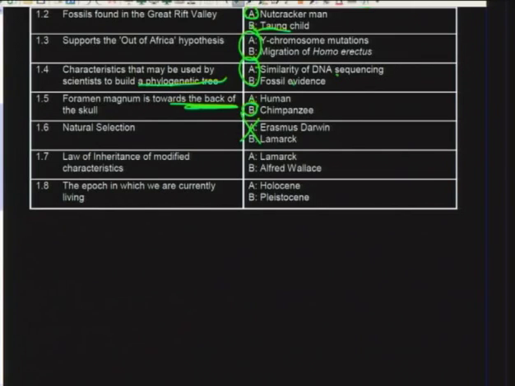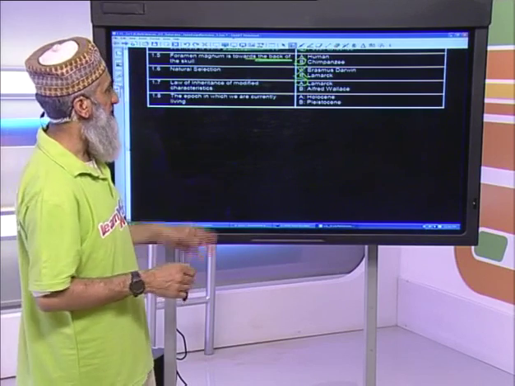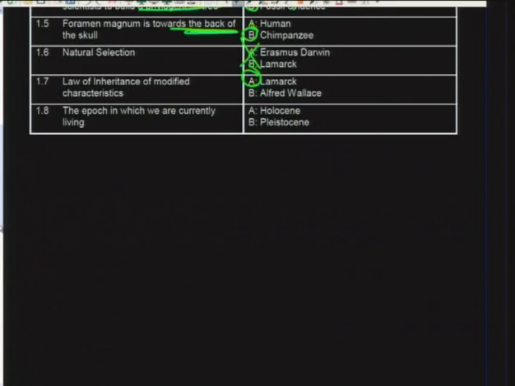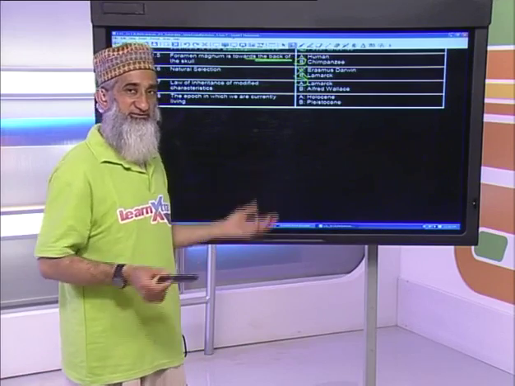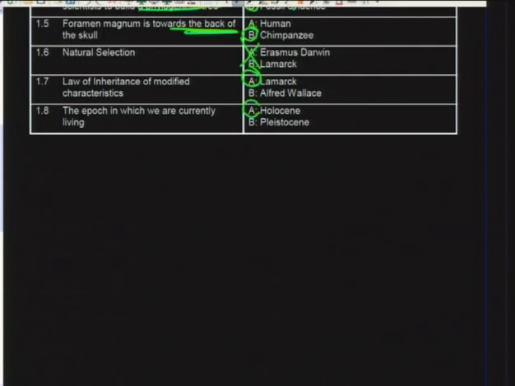Law of inheritance of modified characteristics, Lamarck or Wallace, that's a simple one, it's A only. And the epoch in which we are currently living. I felt it was interesting to put that one in because we just discussed that on Wednesday's show. We're looking at the epoch, Holocene or Pleistocene. You have to know your work here, obviously. You can't take chances, it's not an understanding. You either know it or you don't know it. In this case, it is the Holocene.